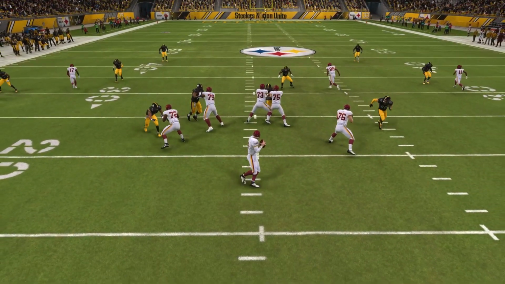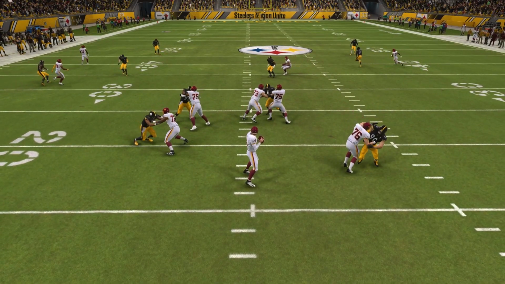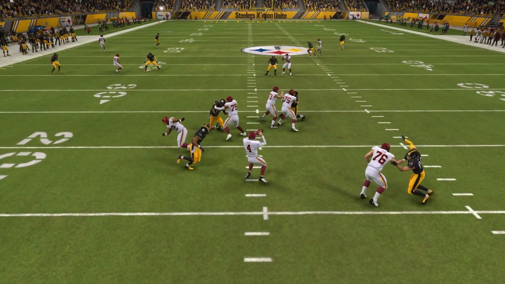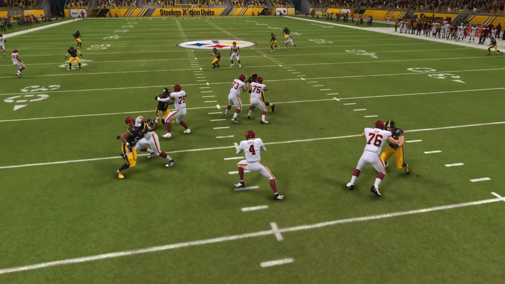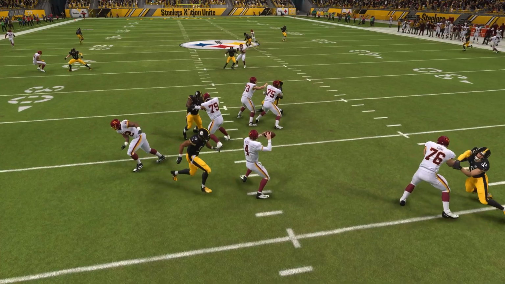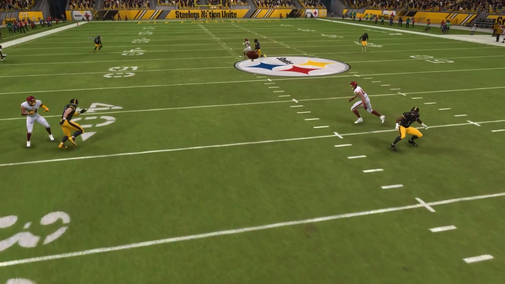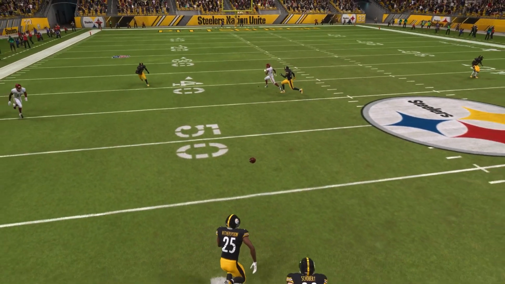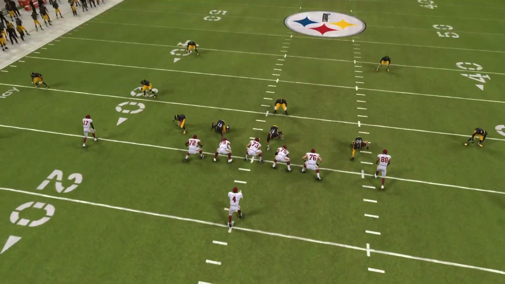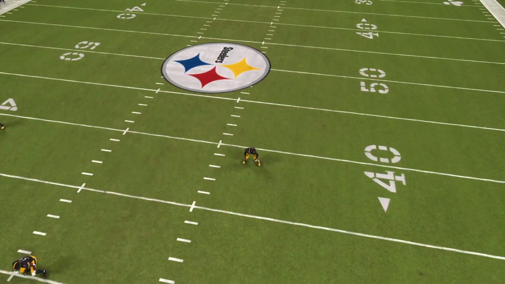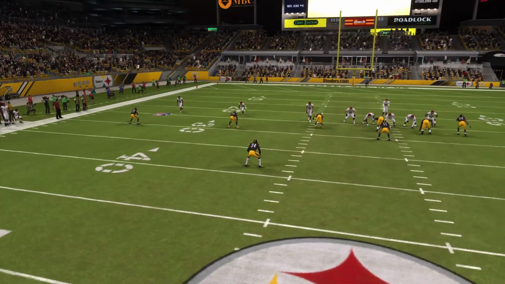Also, as an aside, it's been doing this for several years now, but I do like the fact that Highsmith gets a hit on Heinicke there, and it's going to affect his throw. It always should. This should always happen. Physics should always dictate the outcome in terms of animation, etc. But more importantly, I want you guys to look at how this coverage is playing out.